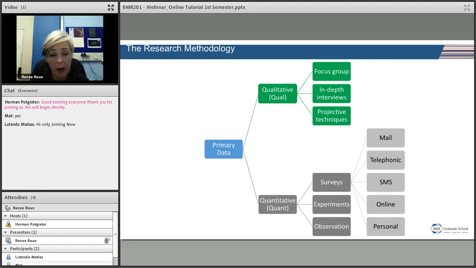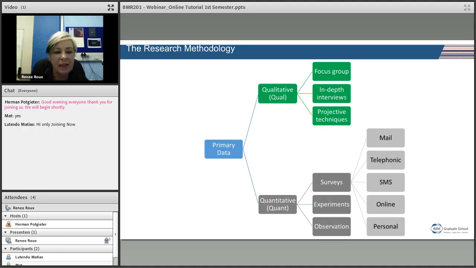You talk about topics, so there's just a discussion guideline. Or there are projective techniques, which give maybe wordplay. I say to you, if I tell you the word money, what are all the thoughts that come up in your head? Let's talk about that. So it's projective techniques. Where quantitative is structured, it's about surveys, experiments, observations.